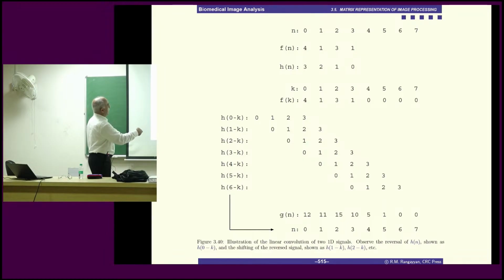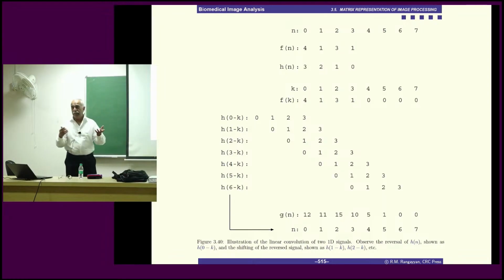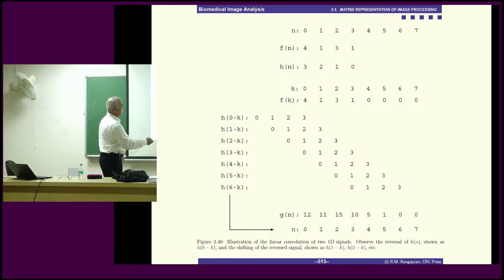1 minus k, you shift. And 2 minus k, shift again. 3 minus k, shift again. 4 minus k, shift again. And you take a product, point by point or sample by sample product, of this with f[k]. f[k] is that. In this case, only one sample will overlap: 4 times 3, 12. Here, 3 times 1 plus 4 times 2, 11. So keep shifting and multiplying those samples that overlap. And finally here, 0, 1, 2, 0.